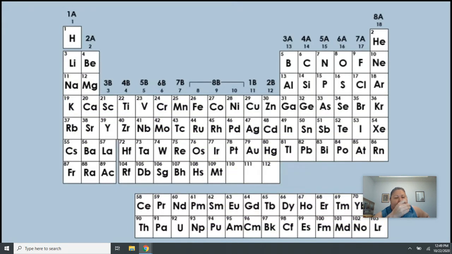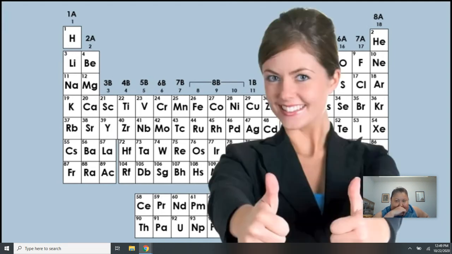Now that you know your stuff, don't let this big messy table give you a headache. Just relax, remember the trends, and you'll be fine.